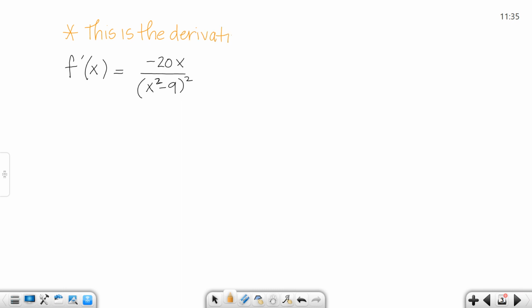At this point, I'm expecting you to be able to do this. So if you had trouble with finding the derivative, please message me. I'll be glad to help. But just letting you know, to find the derivative here, you're using the quotient rule, low d high minus high d low over low squared, and this is what we get.